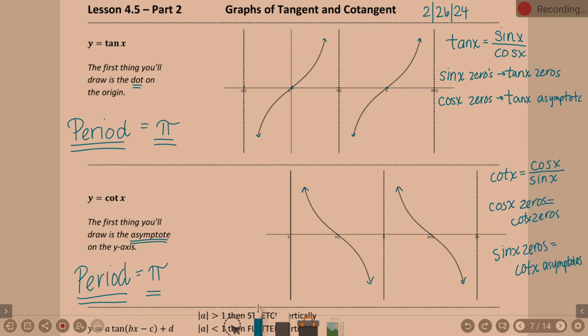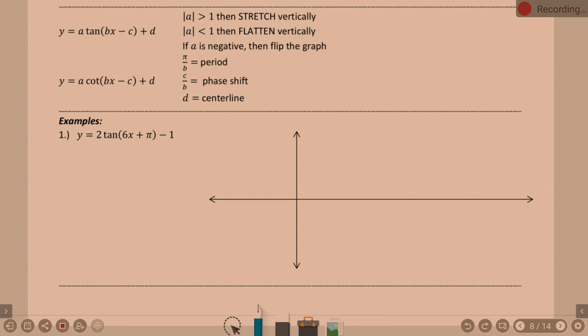Now, best thing to do is to get in there and try some examples, right? Okay. Let's look at this chart here. And as we look at this chart, it was pointed out, my letters are the same, yes? A times tangent or cotangent of bx minus c and then plus d. So that means there are definitely some similarities. Okay? Let's see. If we talk about similarities, D is still the center line, yes? Okay, that's how far your graph is going to shift up or down.